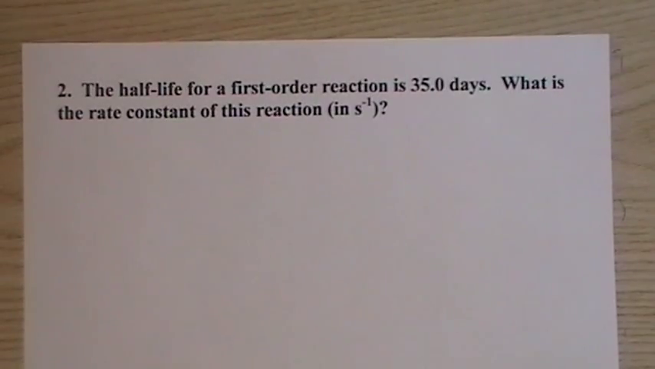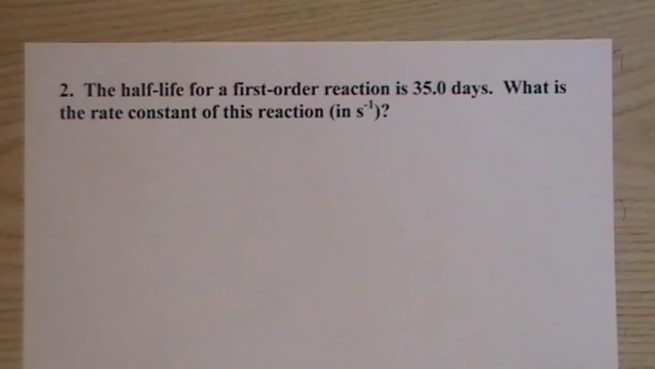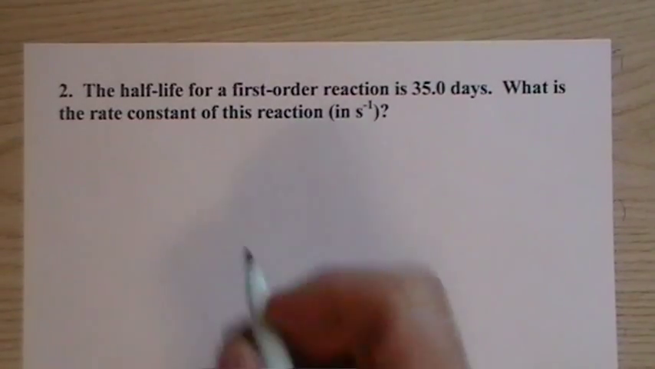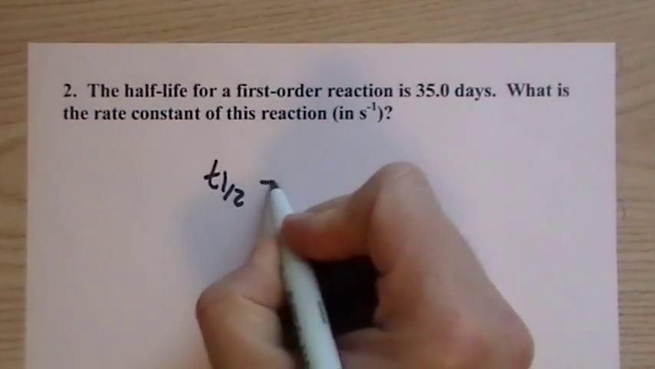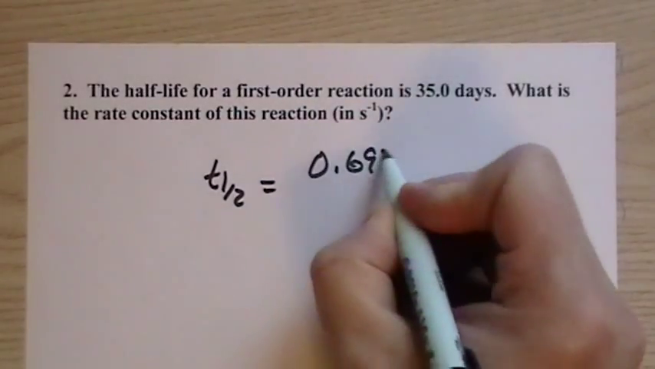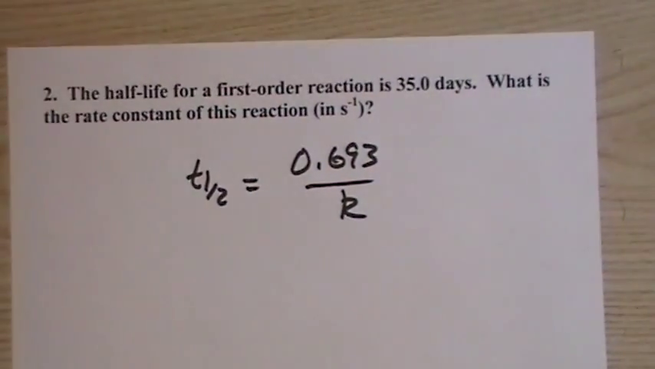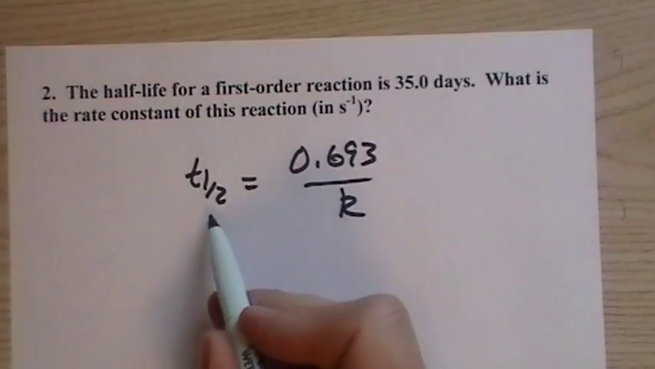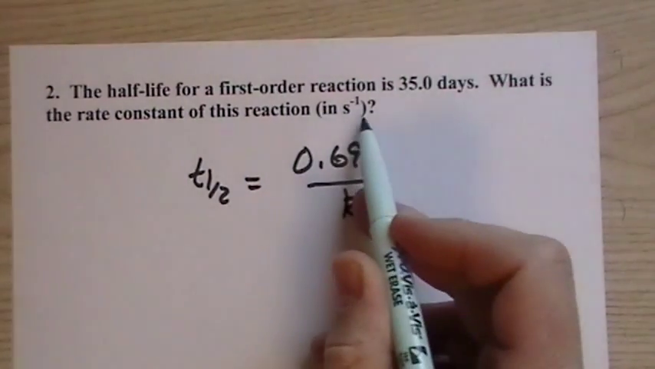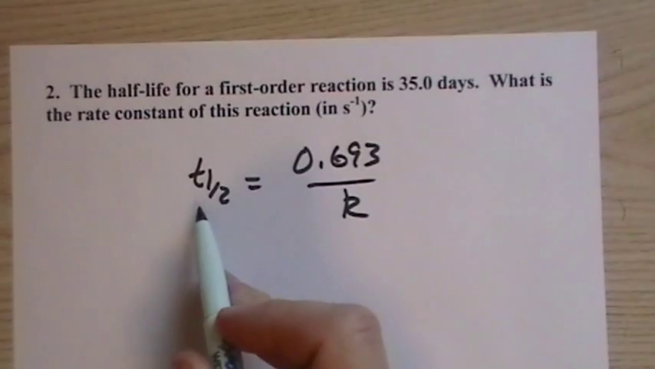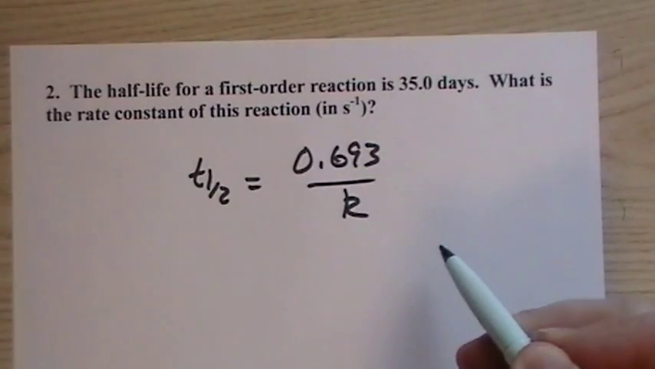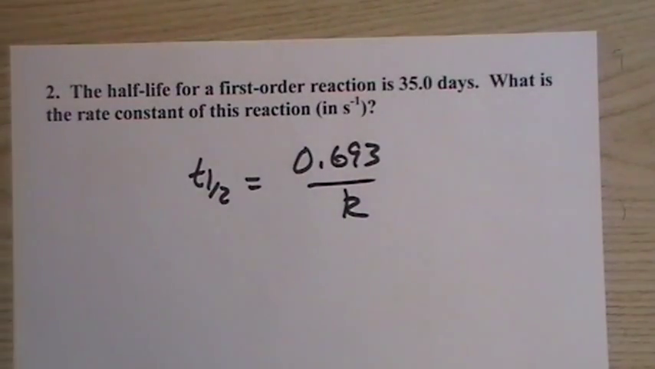The half-life of a first-order reaction is 35 days. What is the rate constant of this reaction in inverted seconds? So it's this equation again. It's first order, so it's this equation. And so we know that we want K in terms of inverted seconds. Well, if you put 35 days in here, you'll end up with inverted days. And then you can convert to inverted seconds.